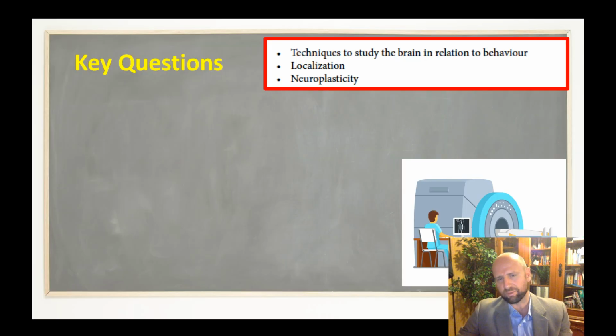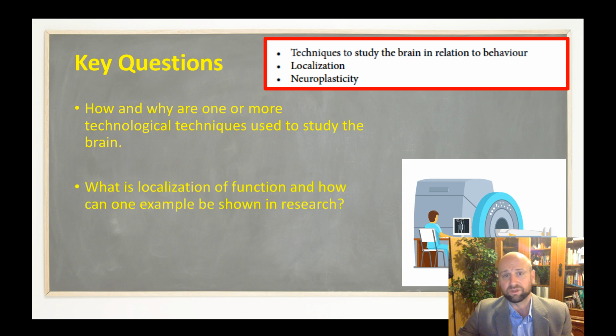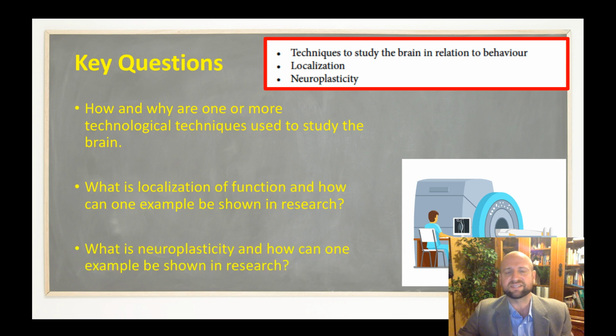Now, for these 3 topics, what do you have to be able to explain? We've only really been given the topic localization. Okay, well, what do you have to show? First of all, how and why are one or more techniques used to study the brain? That's what you want to show with techniques. With localization, you have to know an example of localization of function, or what it is as well, and an example of a study, and the same with neuroplasticity. What is neuroplasticity? What is one example, and how can that example be shown in research? So this is what you want to try and explain for these 3 topics.